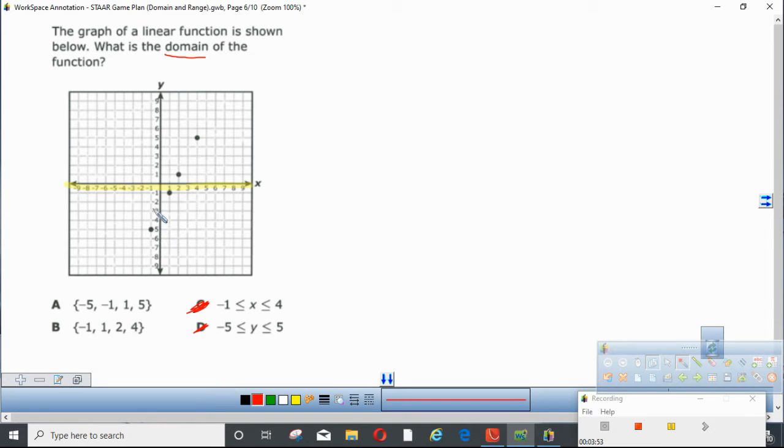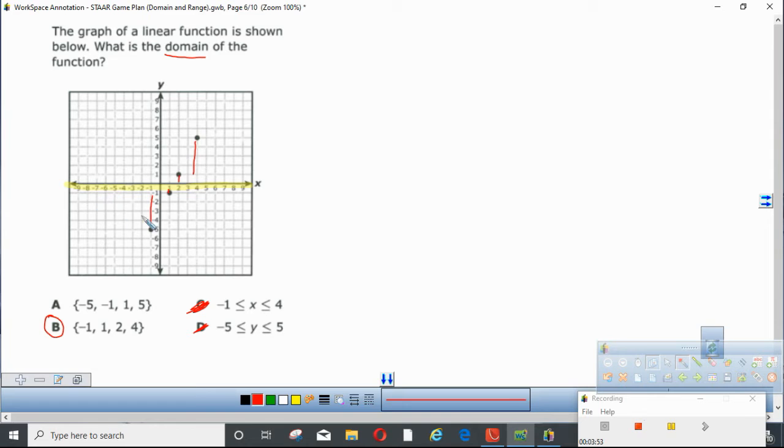All right, so now we just simply have to go from each dot to the highlighted area. So we're going to the x-axis. I got -1. Both of these have -1. This one goes to 1. Both of those have 1. This goes to 2. Well, that's the only one that has 2, so the answer's got to be B. And of course, if we finished it up, it would be 4.